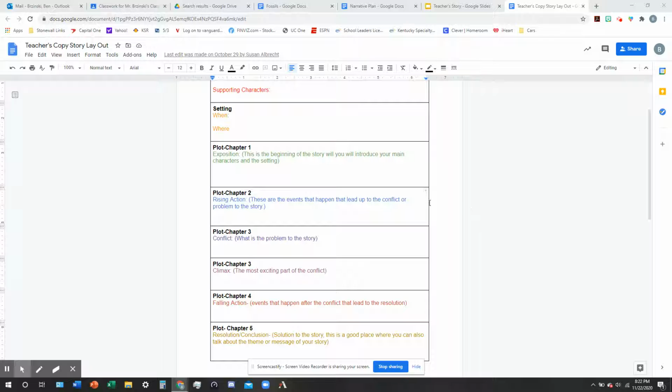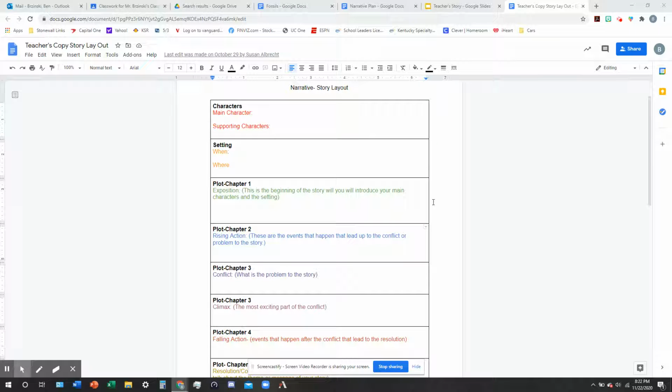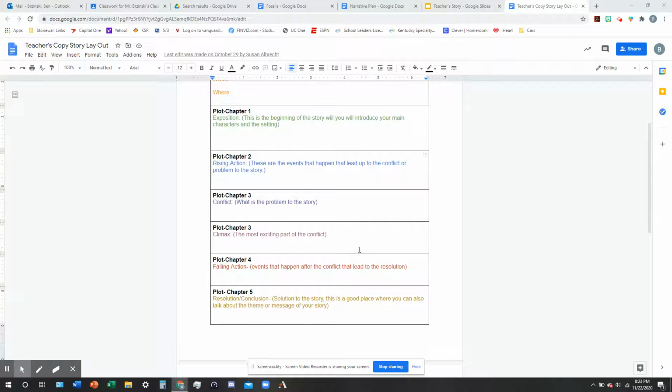It's Thursday, December 3rd, and we are in the middle of writing our narrative writing piece. So you guys have hopefully at this point filled out your story layout, where you give a brief description of each plot point or part of your story, right? So you have your main characters, supporting characters, your setting, chapter 1, 2, 3, 4, 5.